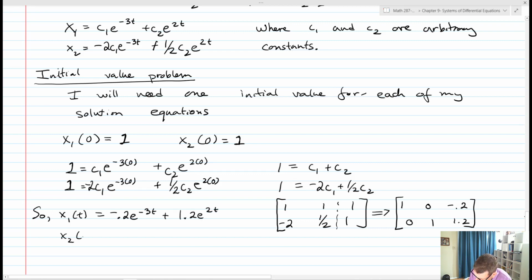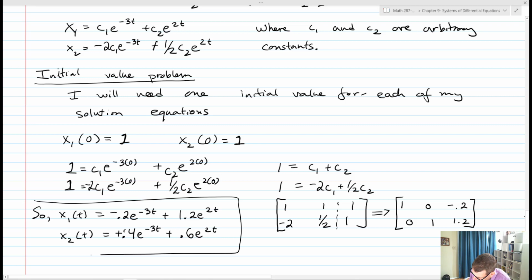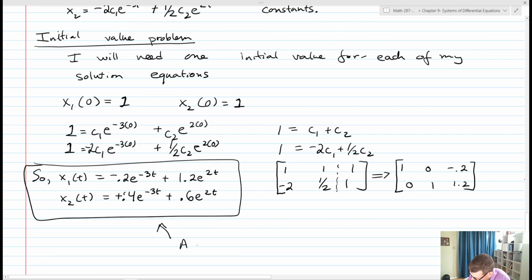And then x2 of t is going to equal, well, we'll take negative 2 times negative 0.2. Okay, so that's going to be positive 0.4 e to the negative 3t plus, and then this will be 1/2 of 1.2, and so that will end up being 0.6 e to the 2t. And so this is a particular solution to the system, or a solution to the initial value problem.